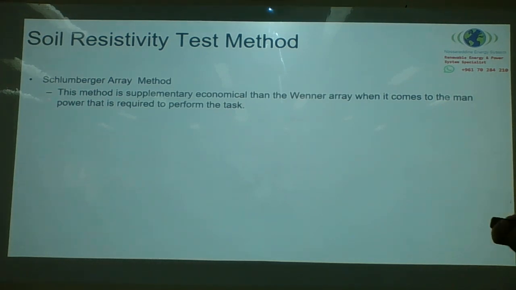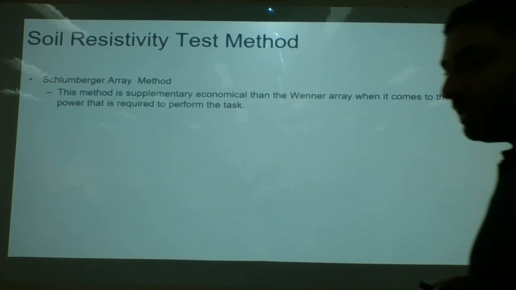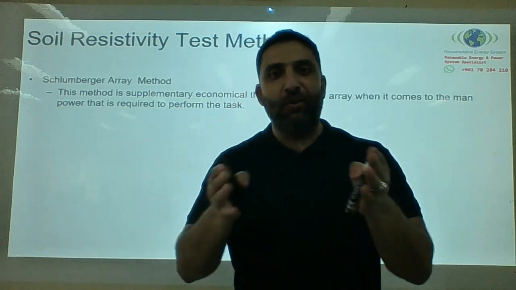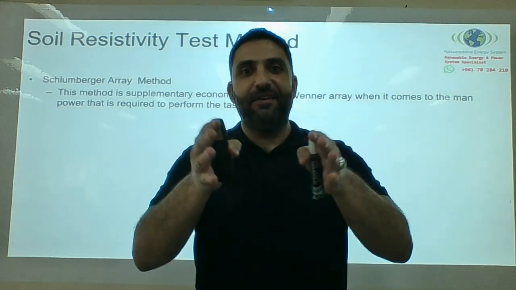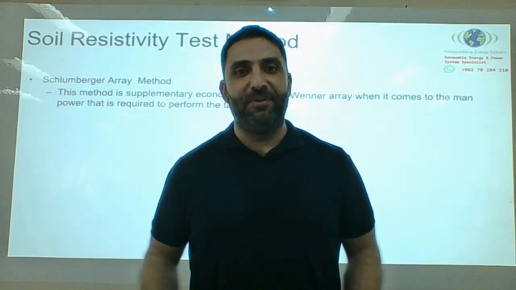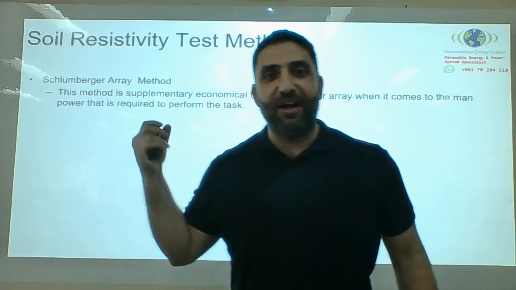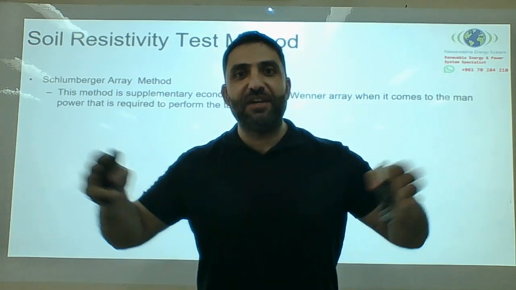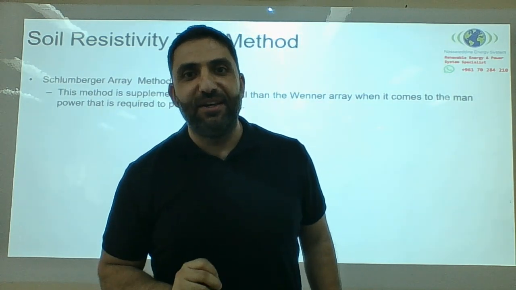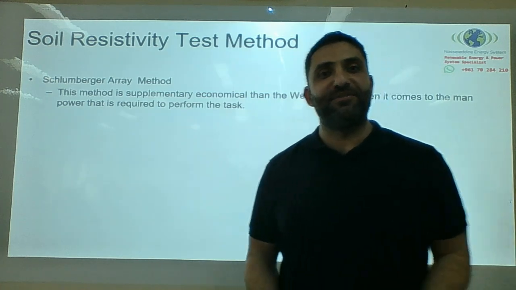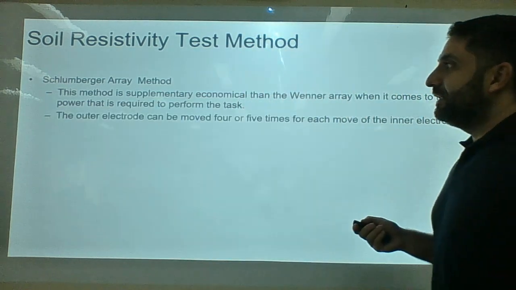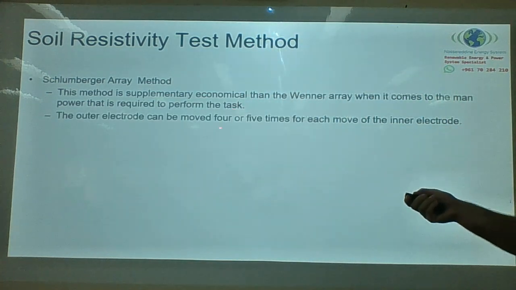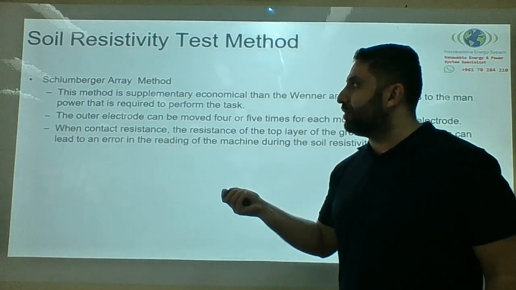The Schlumberger array method is more economical than the Wenner when it comes to manpower. Of course. In a Wenner, all the time I need to change the 4 probes. In Schlumberger, I only change 2 probes. I can fix the 2 on the side and then start changing 2. So of course, it requires less manpower. The outer electrode can be moved 4 or 5 times. This is what we spoke about.